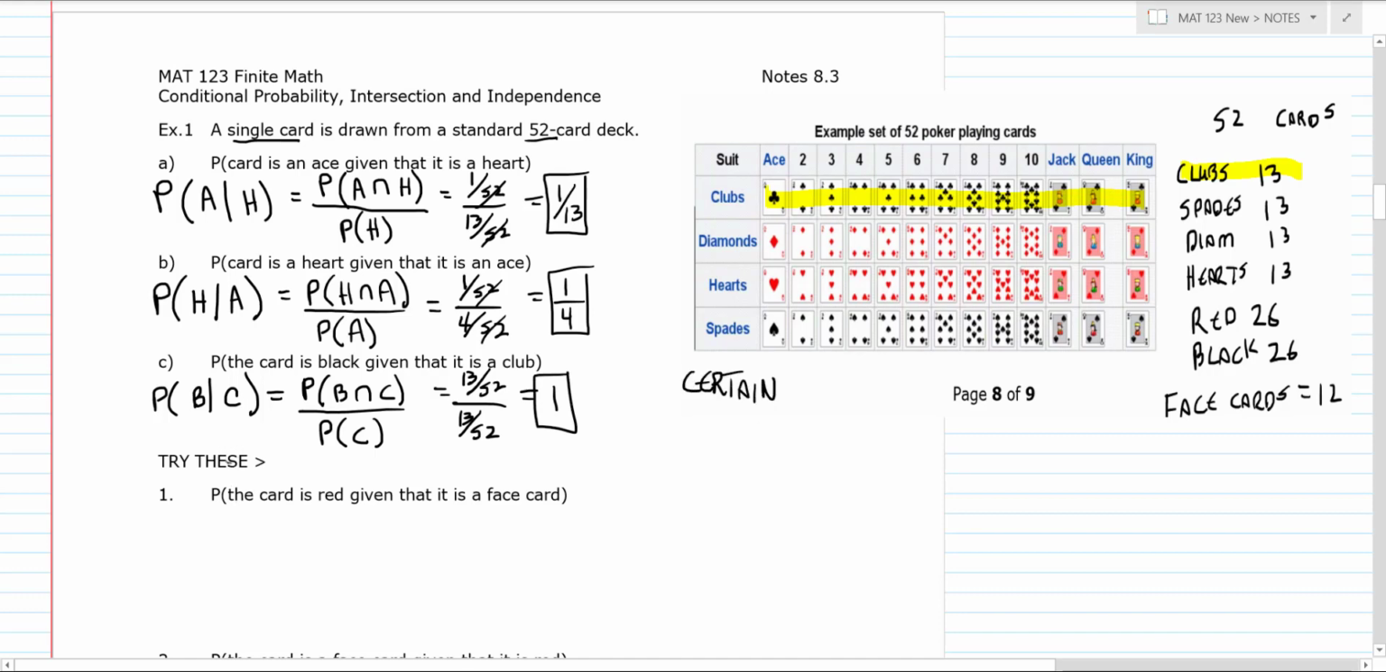I want you to think about this for a minute. You draw a card out of the deck, and I tell you that it's a club. Couldn't you be 100% certain and tell me, oh, that card's black? I mean, that's what it means. I'm telling you it's a club. You're saying, yeah, it has to be black. Okay, that's why it's certain. Okay, so that's the idea.